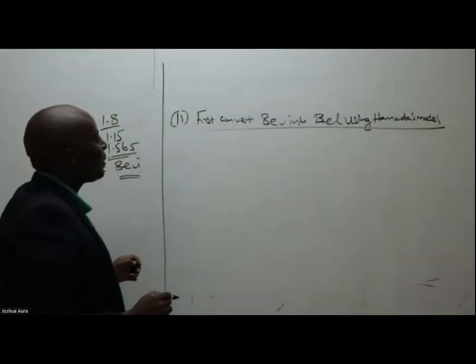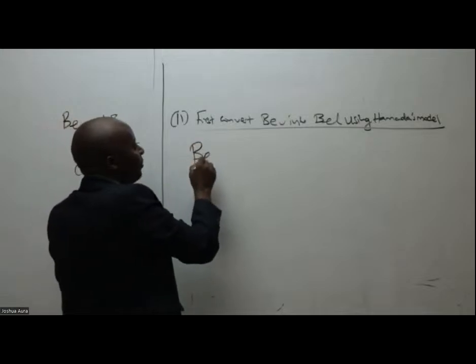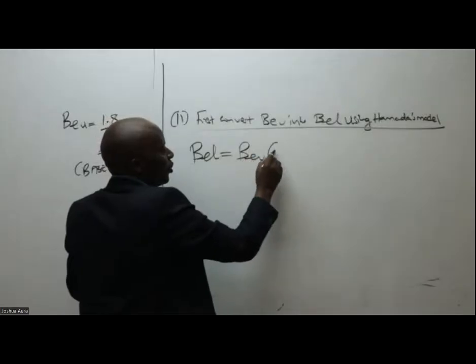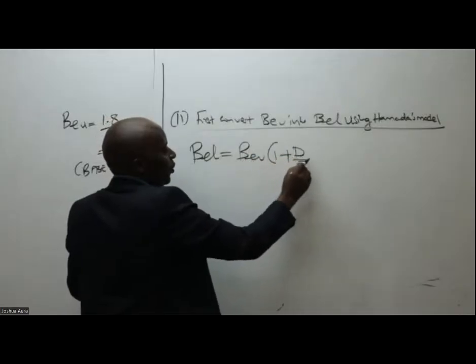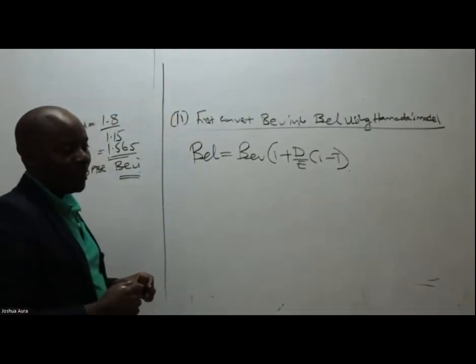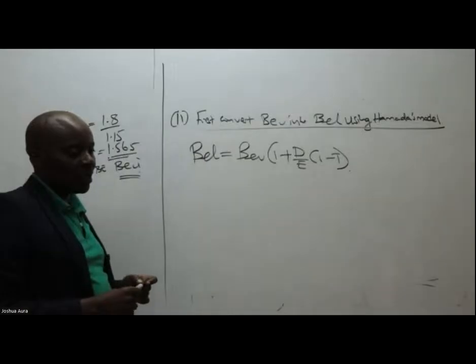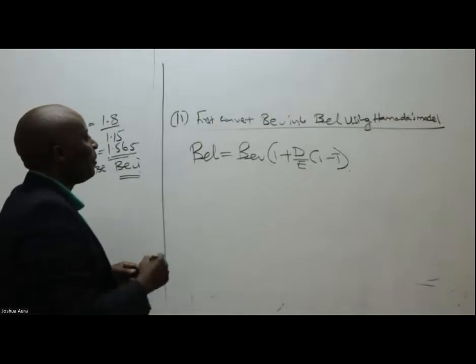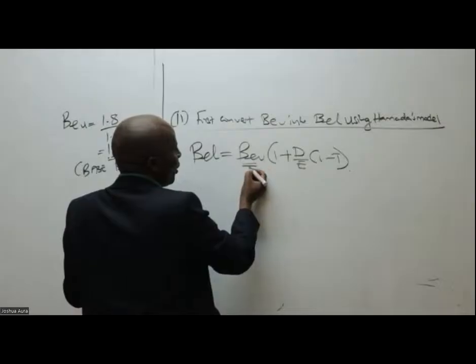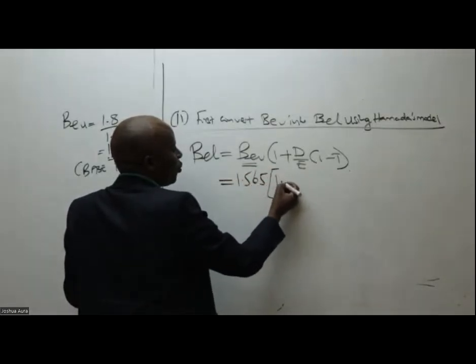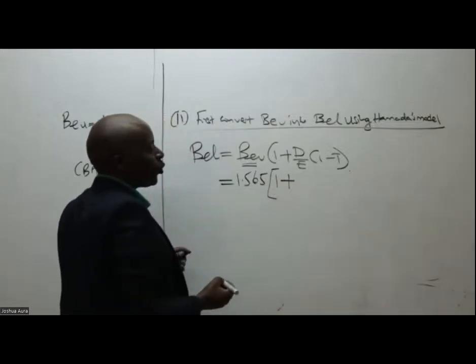So using Hamada's model, we know the formula that BEL equals BEU into 1 plus debt over equity into 1 minus taxation. So, ladies and gentlemen, remember, I have this BEU, which is 1.565, into 1 plus debt to equity.